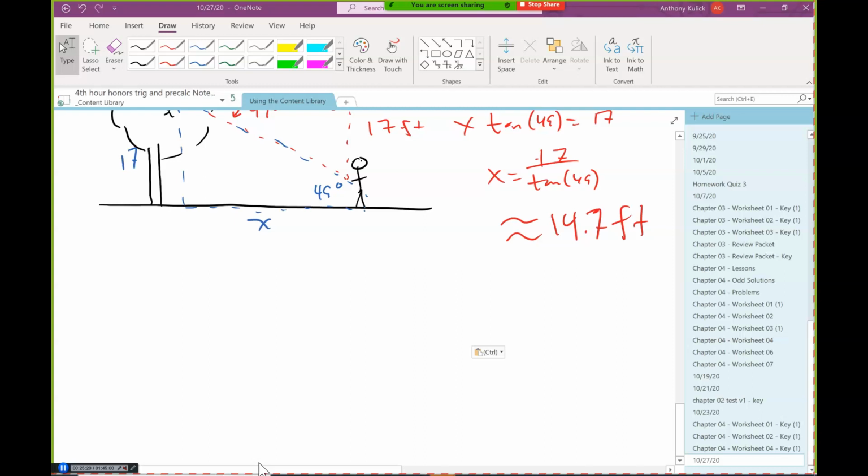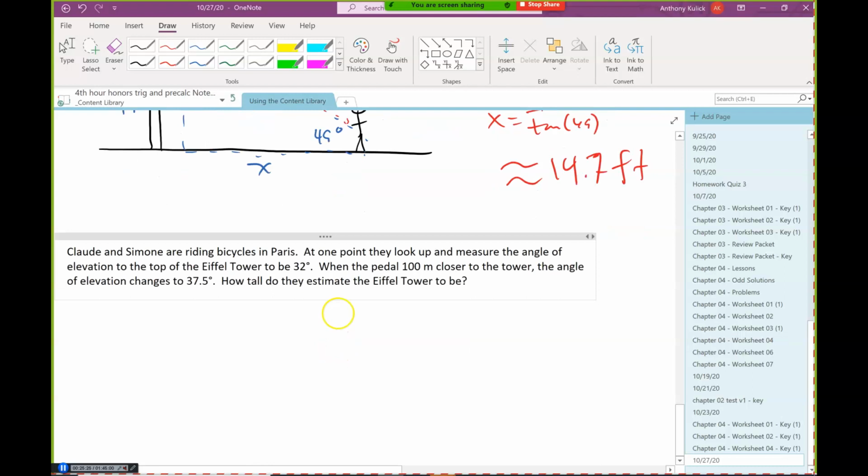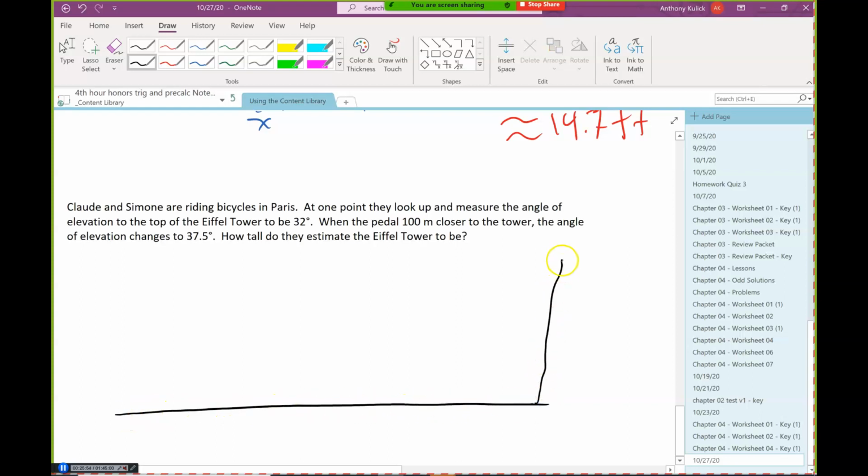Claude and Simone are riding bicycles in Paris. At one point, they look up, and the angle of elevation to the Eiffel Tower is 32 degrees. When they pedal 100 meters closer to the tower, the angle of elevation changes to 37.5 degrees. How tall do they estimate the Eiffel Tower to be? There's my very great Eiffel Tower.